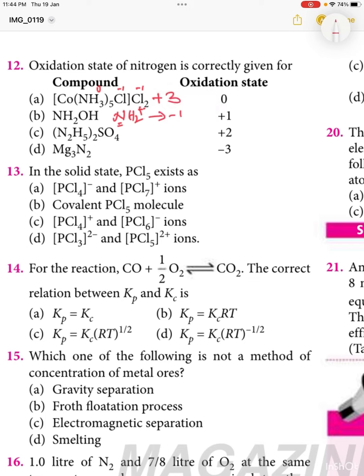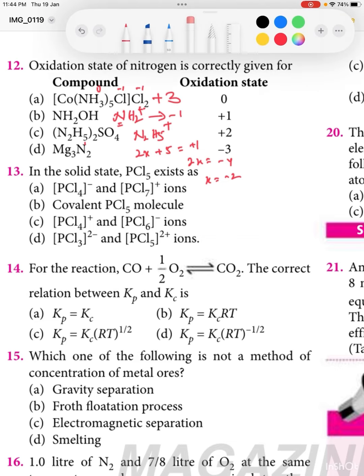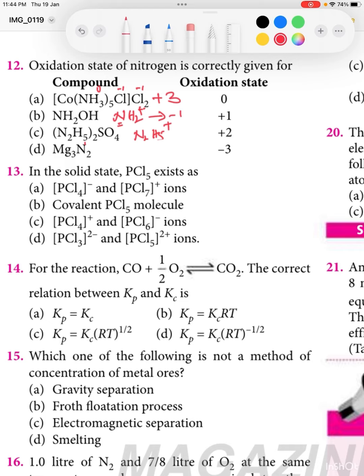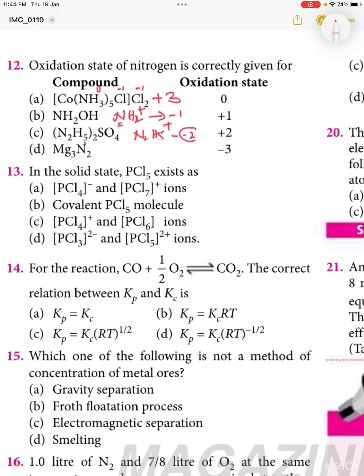Next, N2H5SO4. N2H5. Here the oxidation state of this nitrogen: N2H5 plus you can write. So 2x plus 5 is equal to +1. Then 2x is equal to -4. X is equal to what? -2. But here +2 is given.